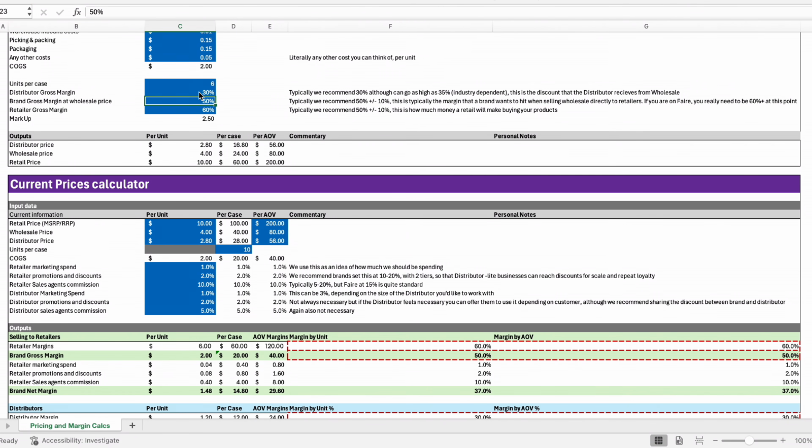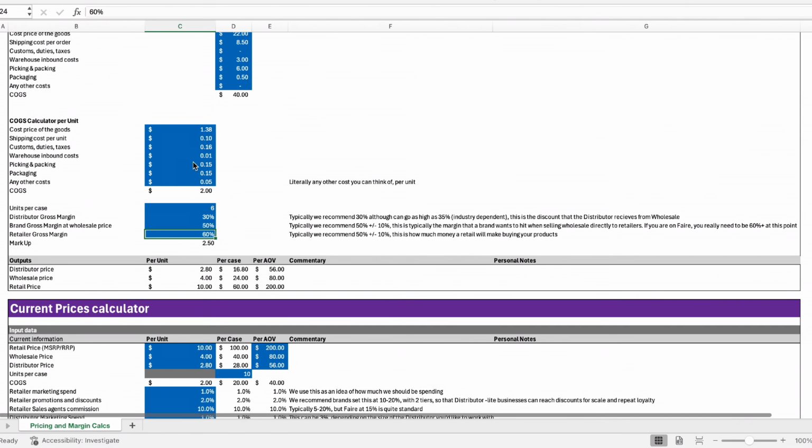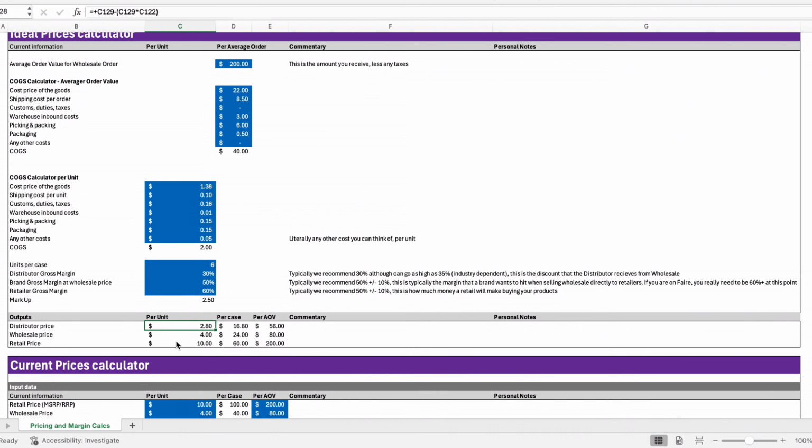So let's take this example: $2, distributor margins 30%, and then we're saying that the ideal price in this instance is $2.80, wholesale price is $4, and the retail price is $10. Let's take it in a different potential way. I've also done it at the average order value from a wholesale perspective. That's because maybe you're selling a lot of goods all bundled into one in your wholesale orders, and you want to make sure that it makes sense at the order level as well as the unit level.